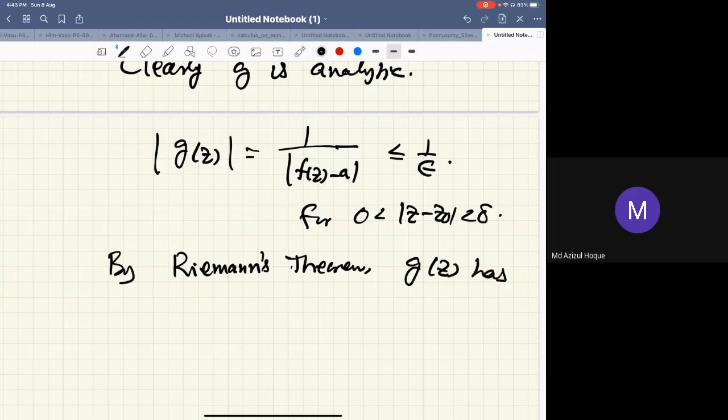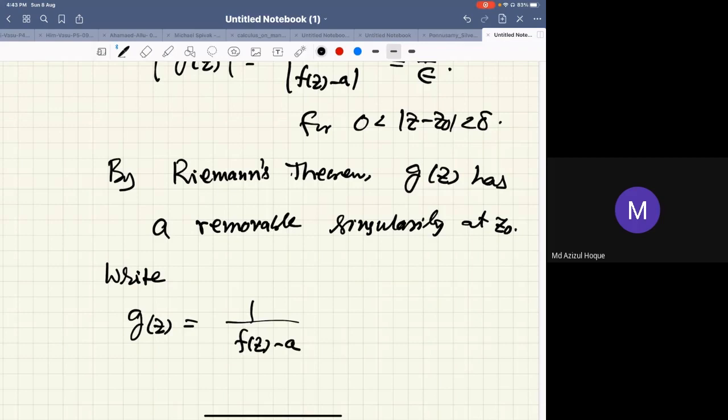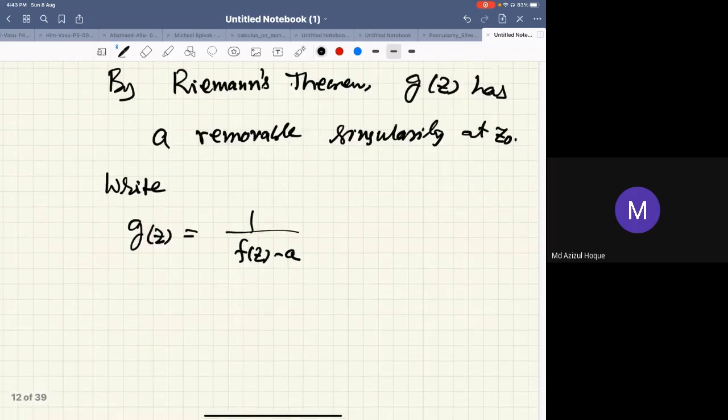g of z has a removable singularity at z0. Okay. So now we write our g of z as 1 by f of z minus a. Since this is an analytic function, I will write this as a0 plus a1 into z minus z0 plus a2 into z minus z0 whole square, and so on.